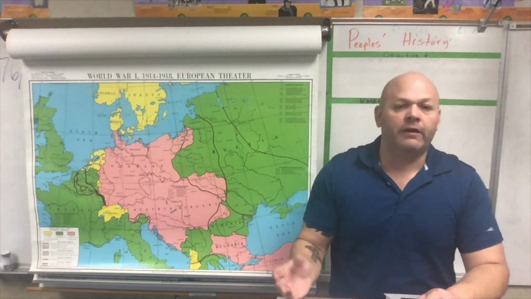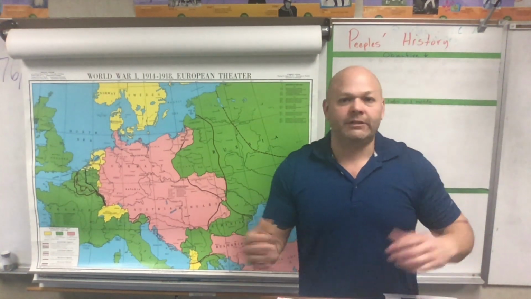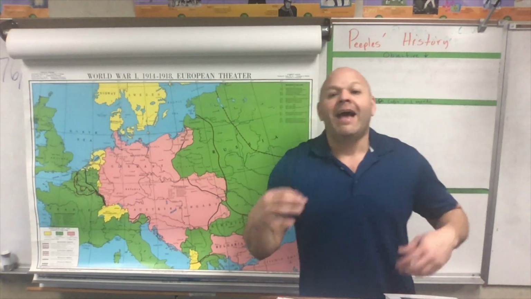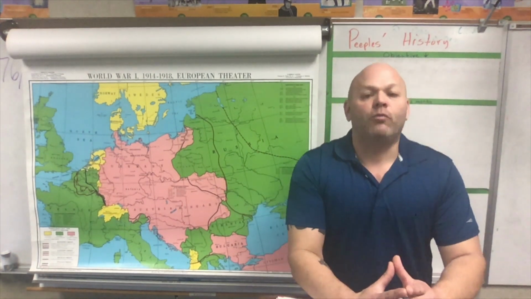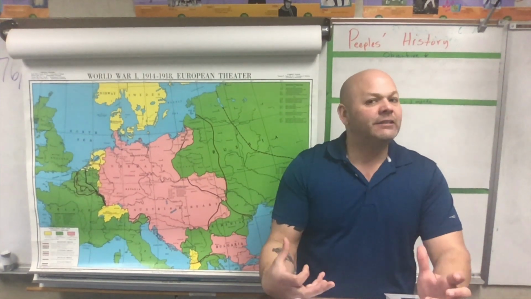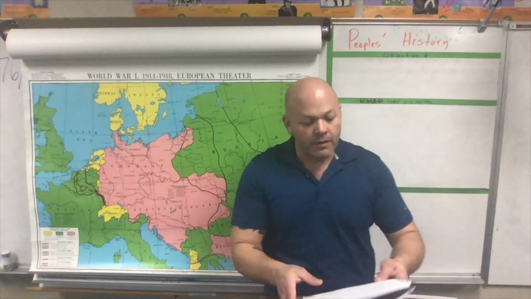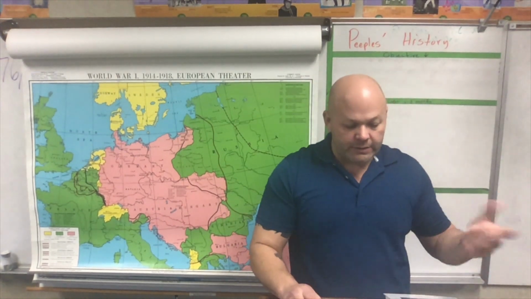Then the dominoes fell. This country declared war on that country. That country declared war on this country, and the inevitability of that world war just took off. So that's kind of how the alliance system really affected the start of World War I. Okay, so we kind of talked about that. Mounting pressure to do more for your nation.